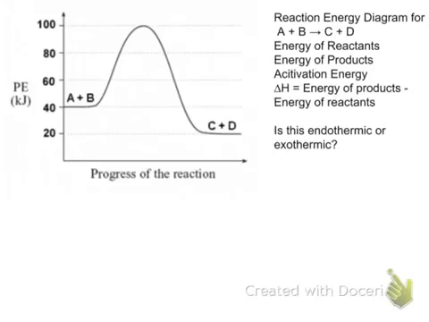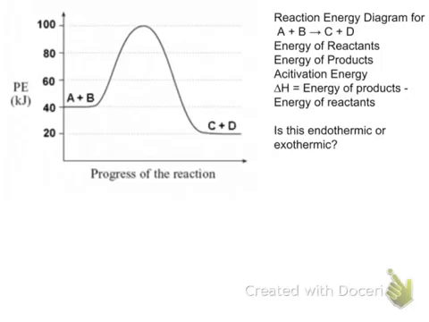So in this part of the unit, we're going to be talking about the energy in chemical reactions. And one way we can look at it is through something called a reaction energy diagram, which is what you're looking at here. This is our reaction energy diagram for the reaction A plus B gives us C plus D.